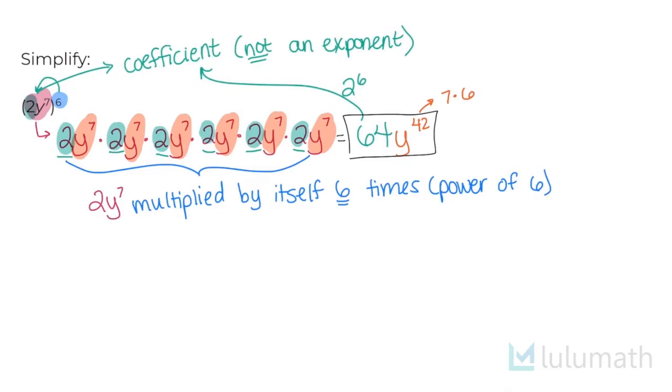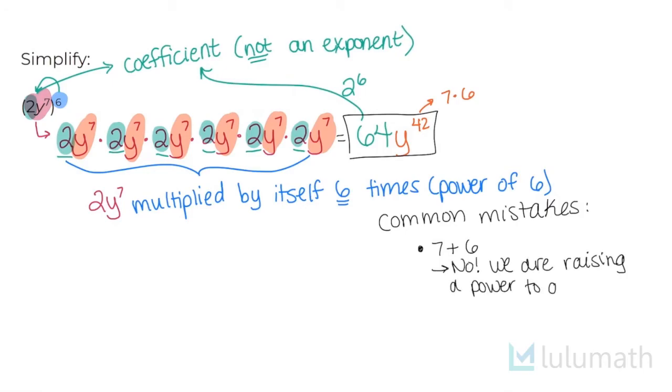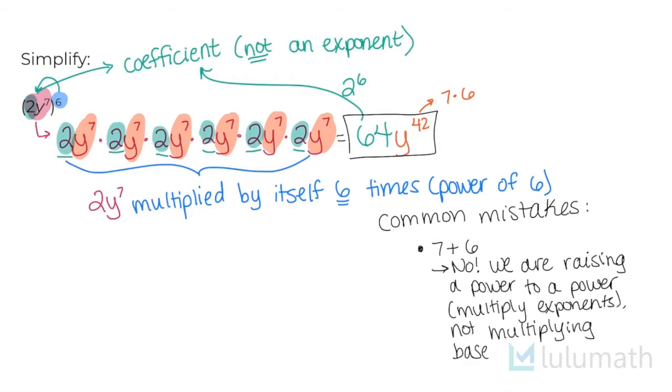Now, some common mistakes that are made. The first common mistake that people will make is to add 7 plus 6 together. But the reason why this does not work is because we are raising a power to a power, so we have to multiply our exponents. We're not multiplying bases, where we would add exponents.